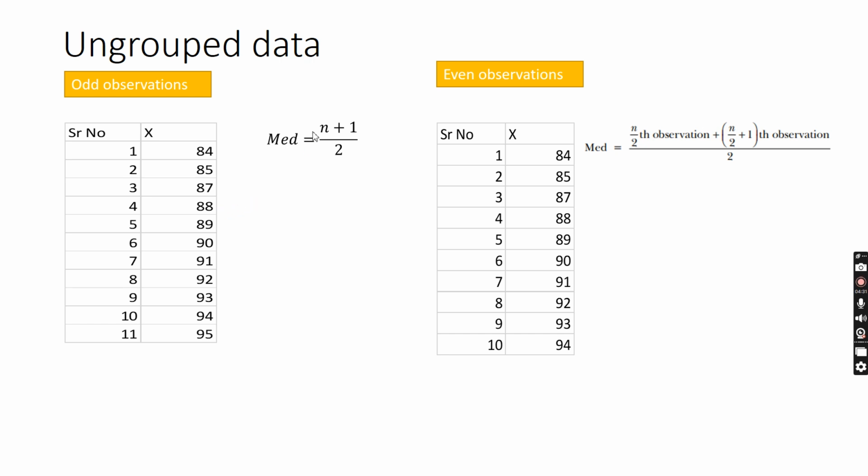Now for ungrouped data we have two formulas. One is median is equal to (n plus 1) upon 2. This formula is applicable for an odd number of observations in your table, and for an even number of observations we have the (n by 2)th observation plus the (n by 2 plus 1)th observation divided by 2. So let's look at the calculation.